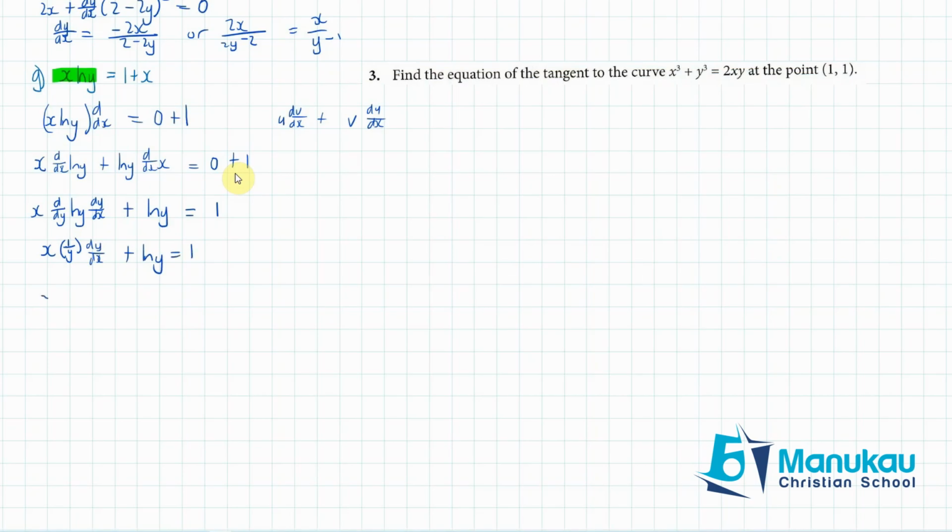At this point I'm going to do some rearrangement. This first bit we could go x over y dy dx equals 1 minus ln y. And then the next line I'll get dy dx by itself. Dy dx equals, and I'm going to go y into 1 minus ln y all over x.